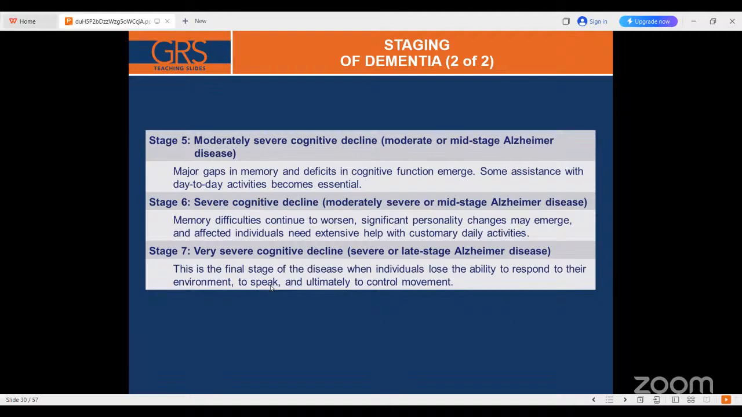And finally, stage 7, which is very severe cognitive decline, or late stage Alzheimer's. This is the final stage of the disease, with the individual losing the ability to respond to their environment, to speak, and ultimately to control movement.